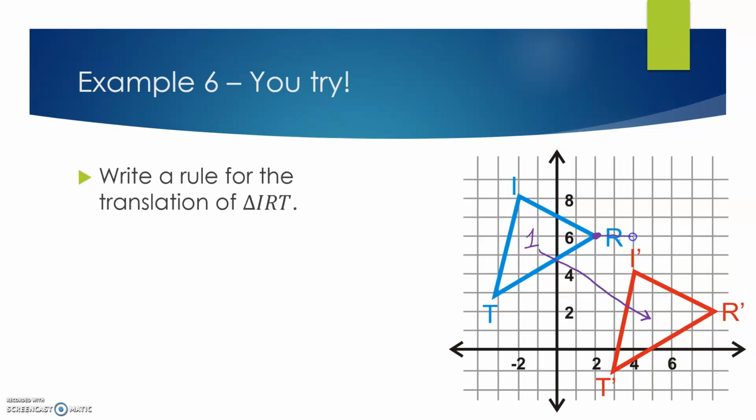So we're going to move 1, 2, 3, 4, 5, 6 to the right, which means that we would have X plus 6. And then we would move down 1, 2, 3, 4. So that would be Y minus 4. And this would be our rule.